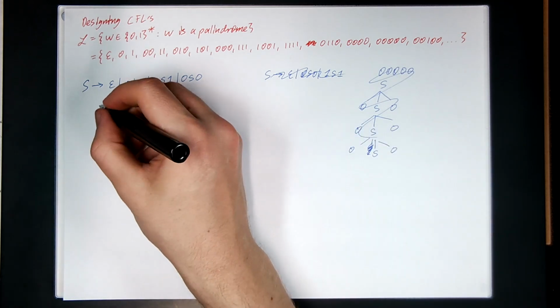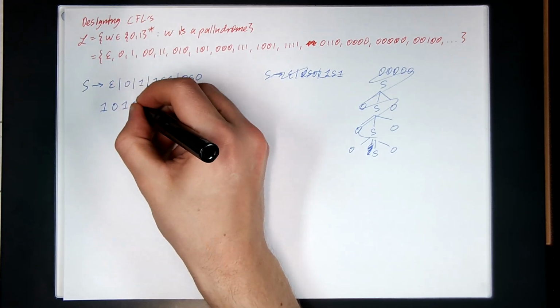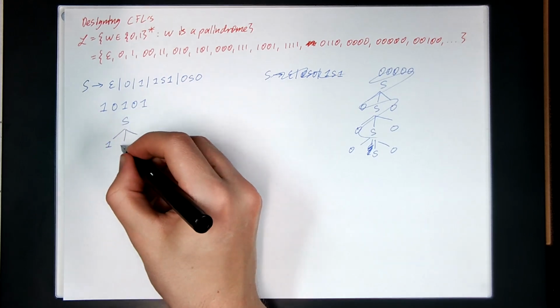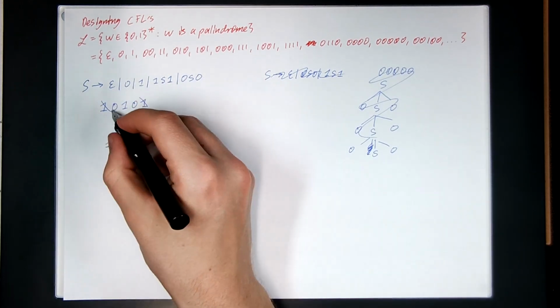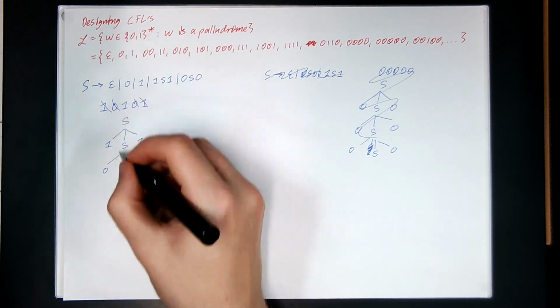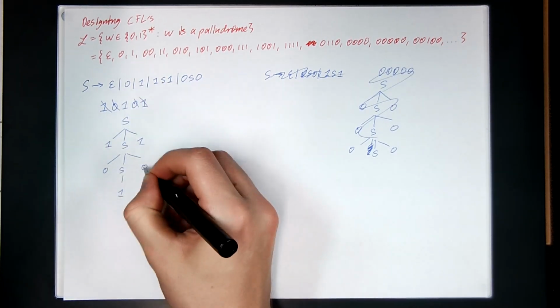So with that in mind, let's try and create a parse tree for 1, 0, 1, 0, 1. So S goes to, match the first and last, 1S1. Match the first and last, 0S0. And then we've got a 1 by itself. 1, 0, 1, 0, 1. And there we go.